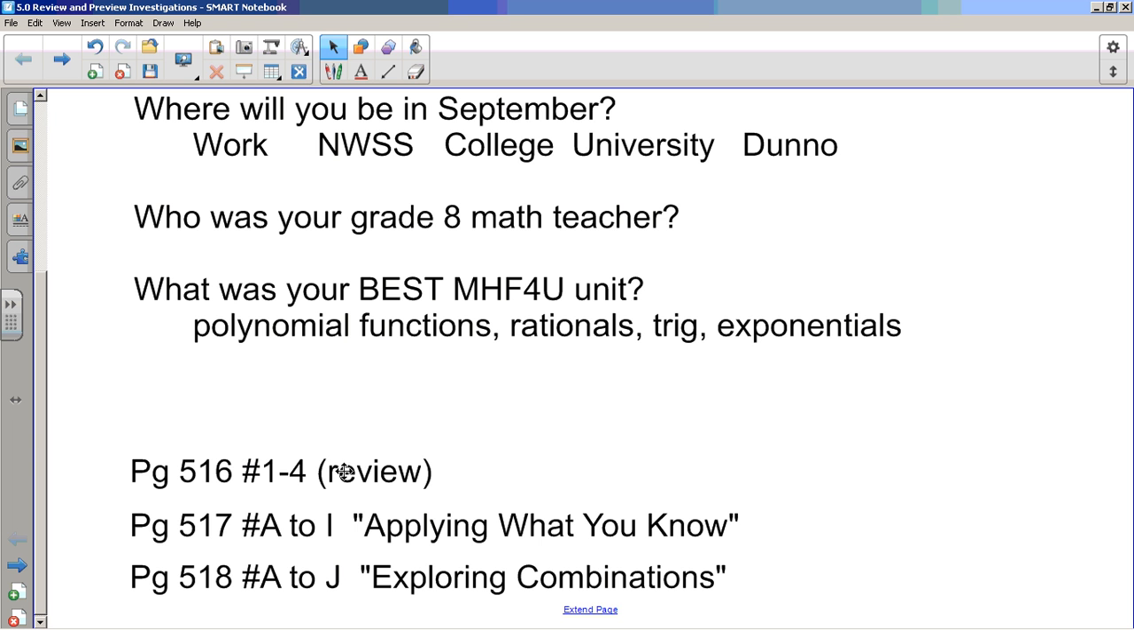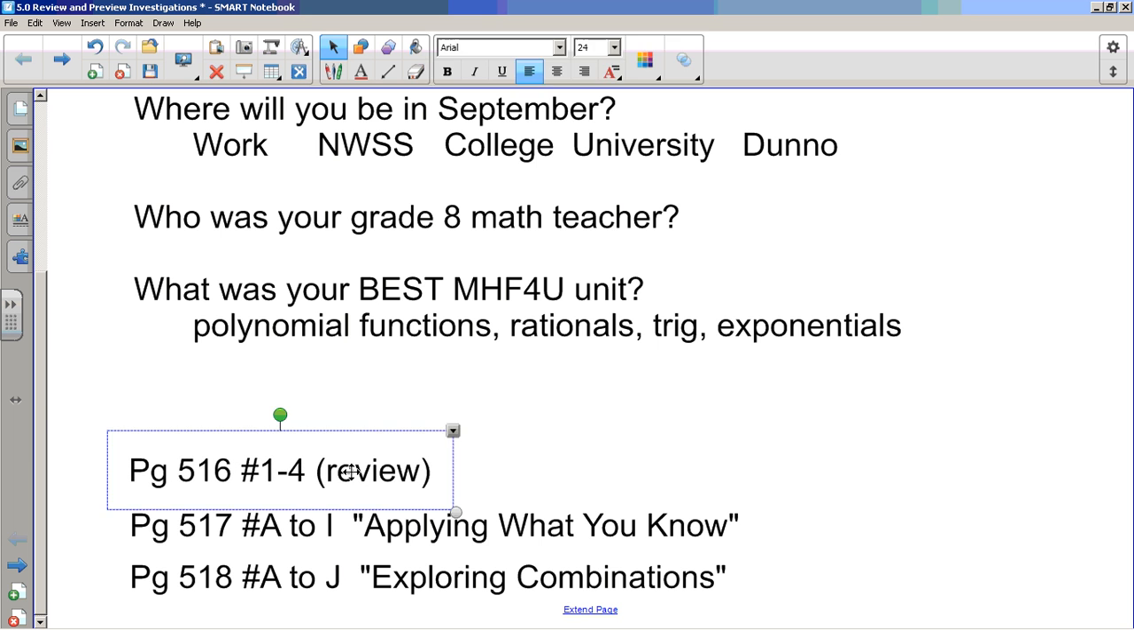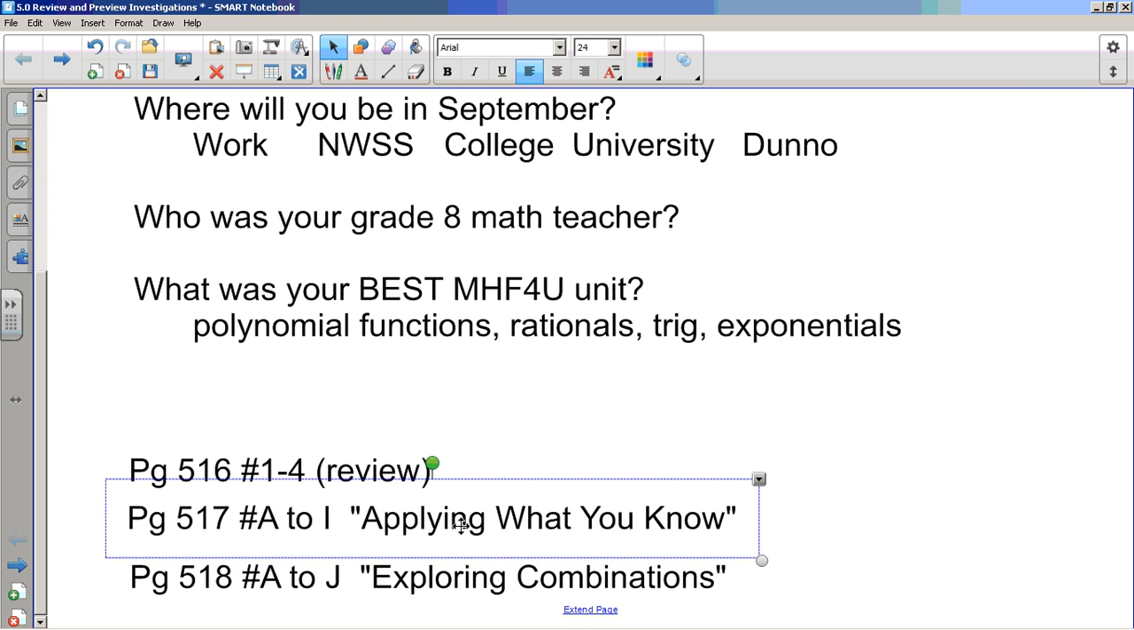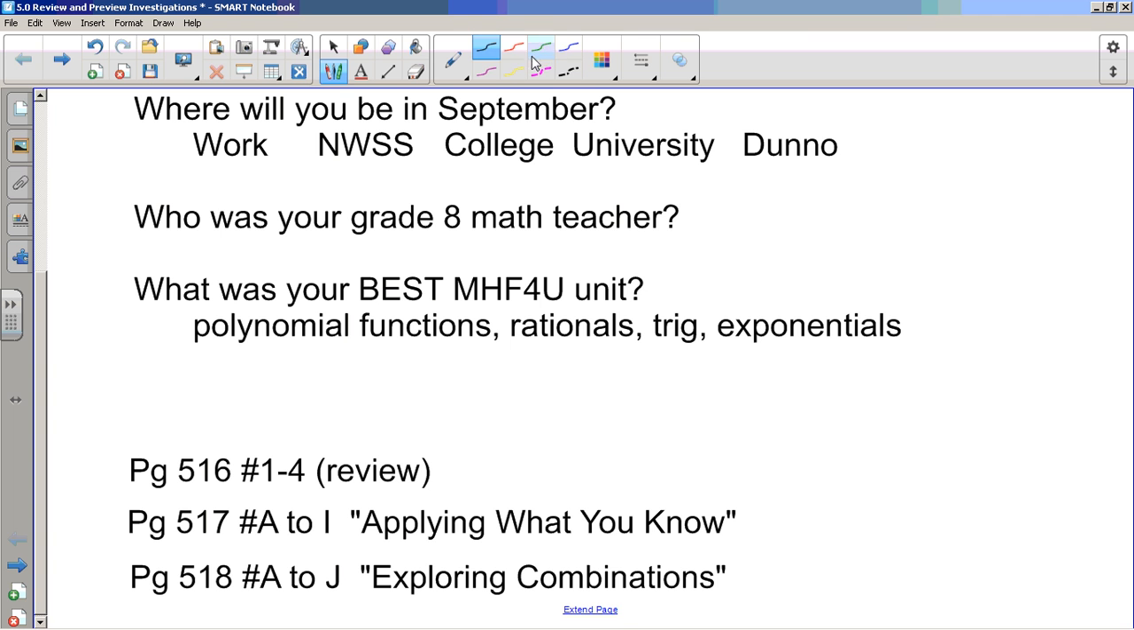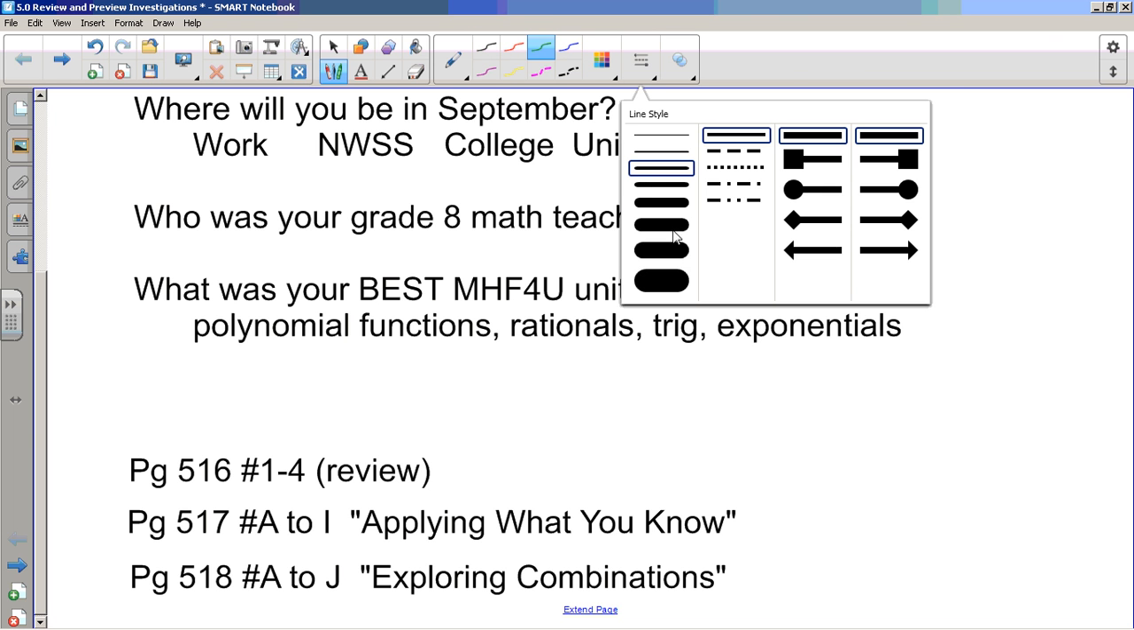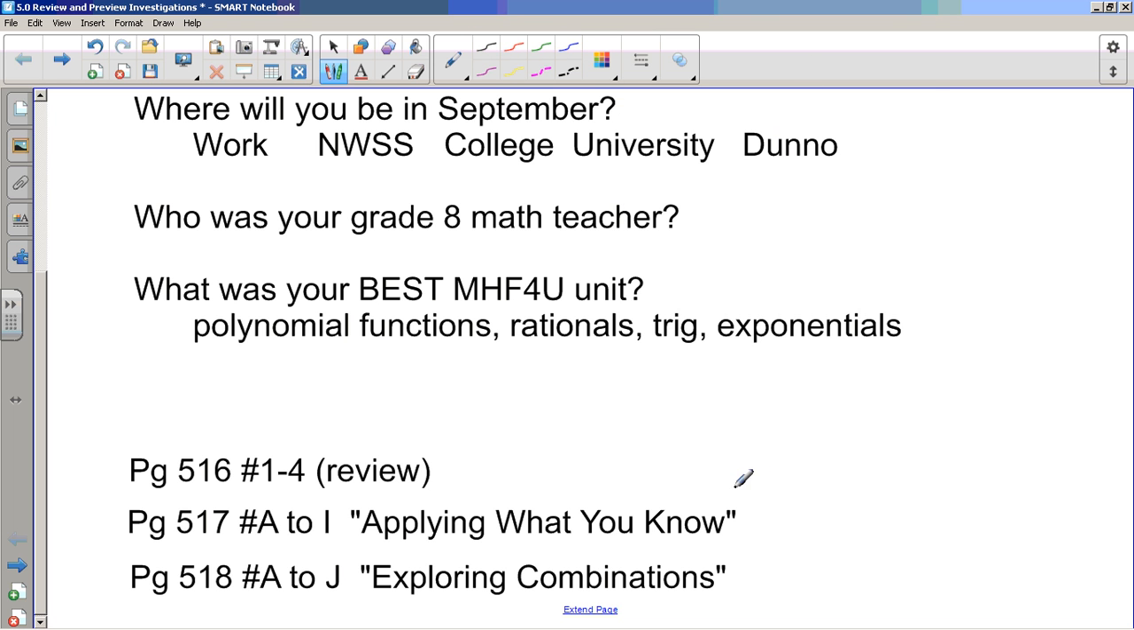But overall, the stuff that I want you to be doing, or at least trying some or most of it, is some review. Page 516 is some review. The next part is an investigation. It's actually a very, very good lead into our section on modeling, using what we know about functions to solve real life problems.